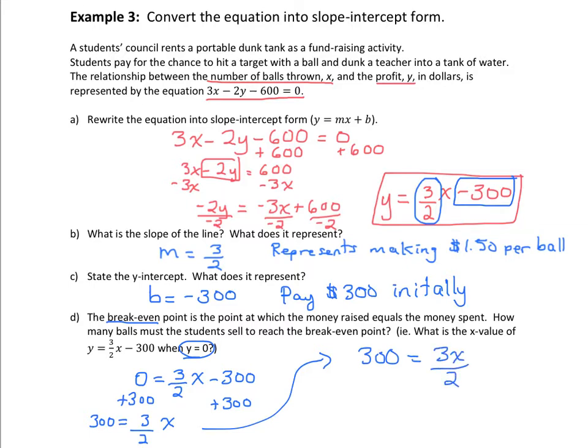Now to get x by itself, you can multiply both sides by 2. So you get 600 equals 3x, and then divide both sides by 3 to get x by itself.